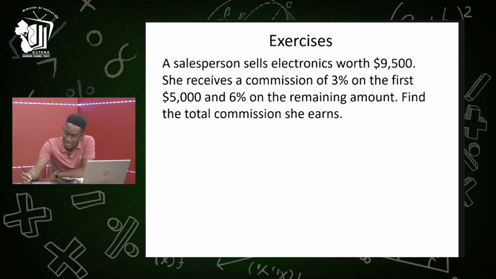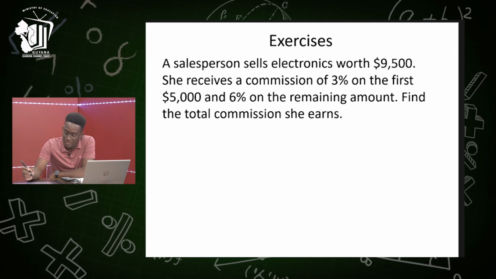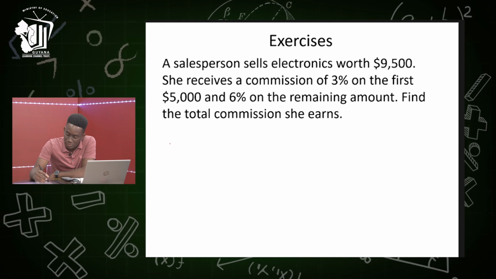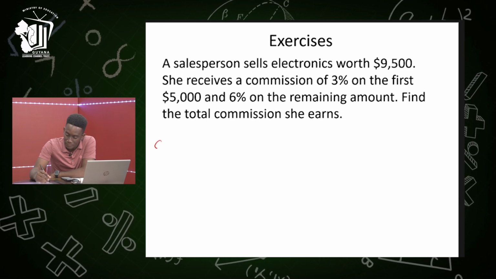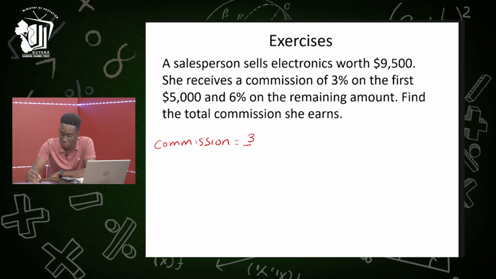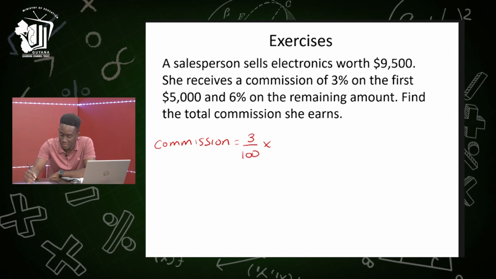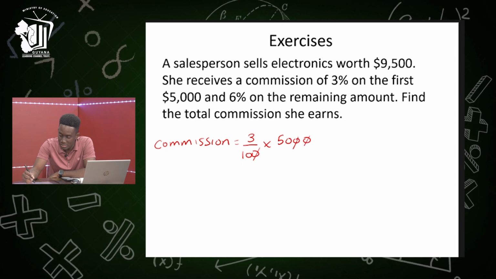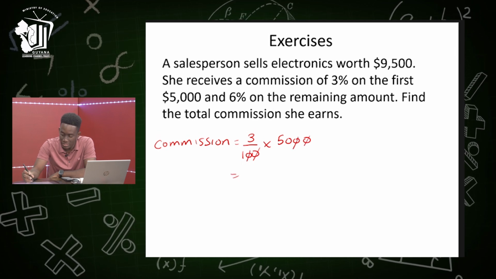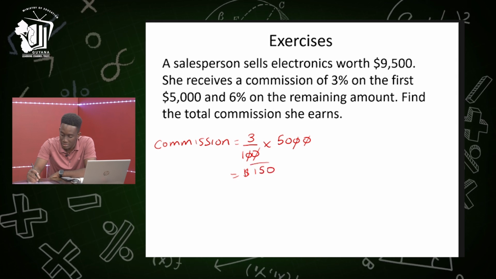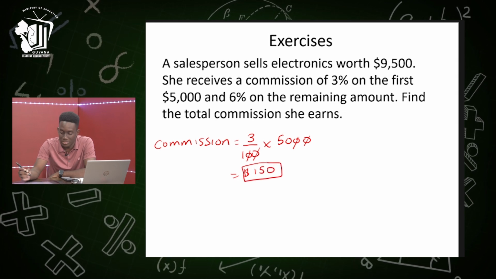So first of all, let's find 3% of the first 5,000. So the first set of commission would be 3% on the first 5,000. So this will be 3 over 100 multiplied by 5,000. So this 0 goes with that 0, this 0 goes with that 0. 3 times 50 would give me $150. So this is the first set of commission that she will earn.